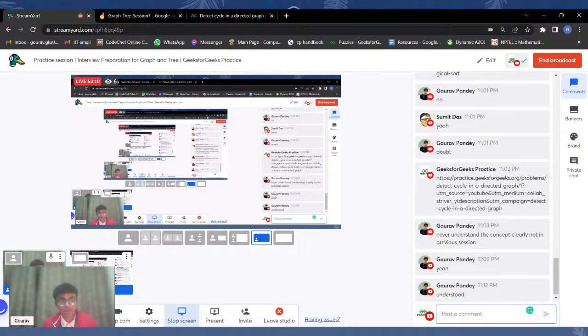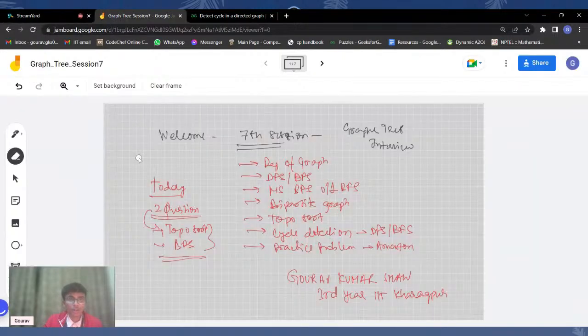Now, in the last session, I discussed a question related to graphs which was personally asked to me in my Amazon interview. And the company in which I will be interning next summer asked me a question related to topo sort. As you can see, topological sort was a very interesting problem, and they actually asked me to implement Kahn's algorithm, the BFS algorithm, for topo sort.